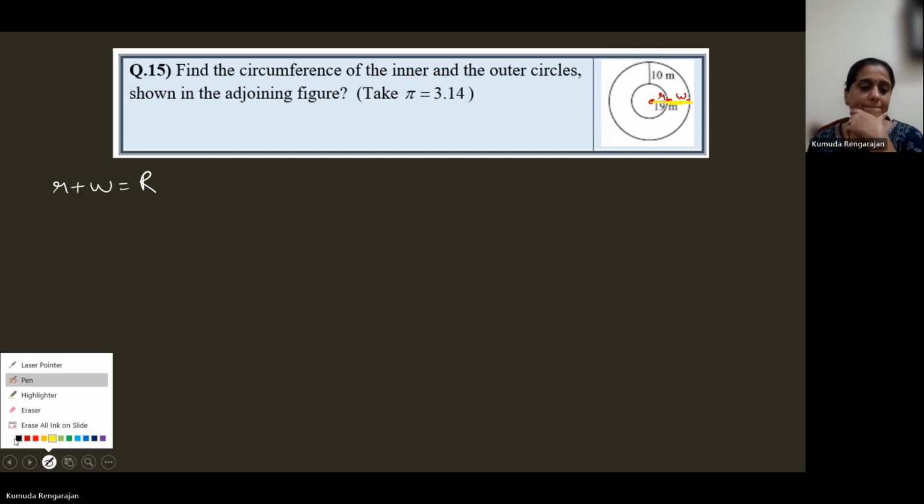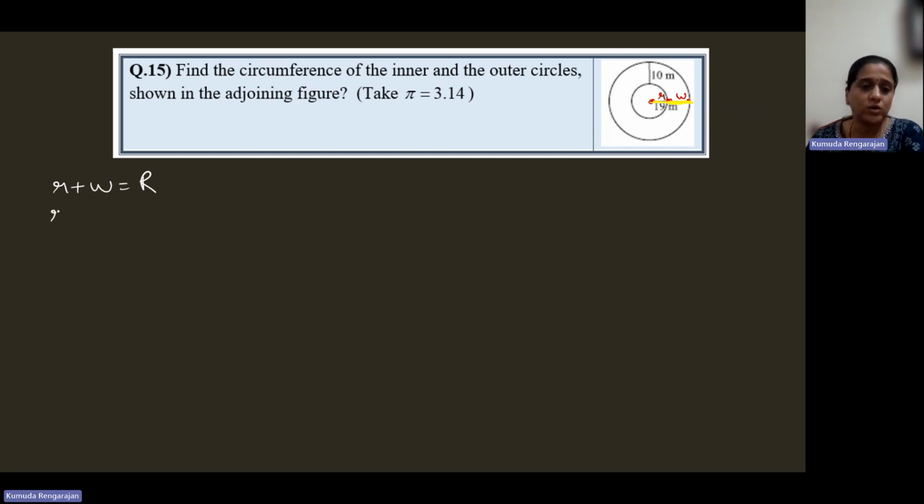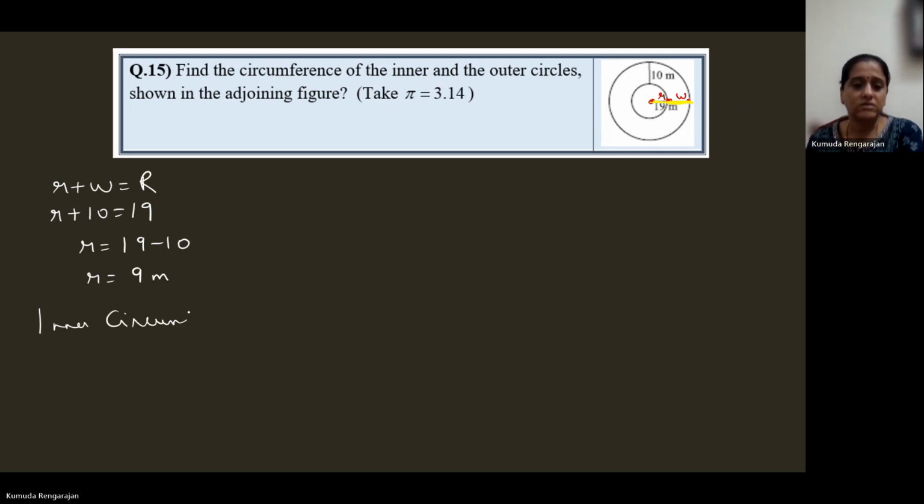Okay. So what's the value of small r? Don't know. Plus what's the width? 10 is equal to capital R, 19. So r is equal to 19 minus 10. r is equal to 9 meters. Is it understood? So what will be the inner circumference? Inner circumference is equal to 2 pi small r units. And then 2 pi into... No, I'm going to tell.